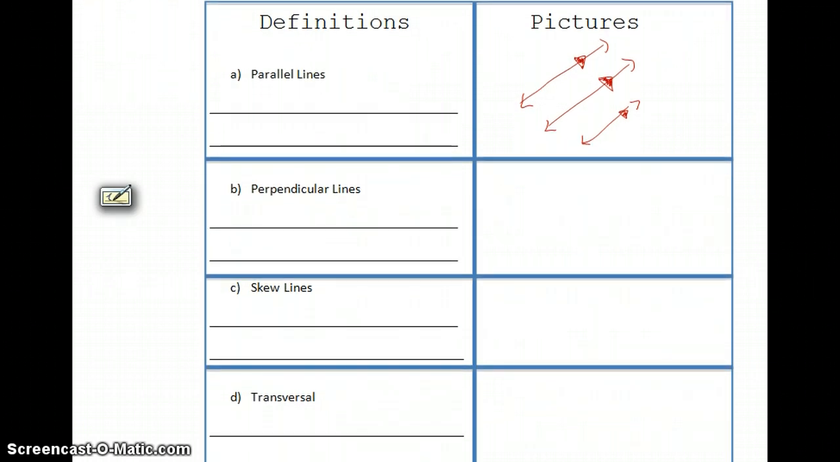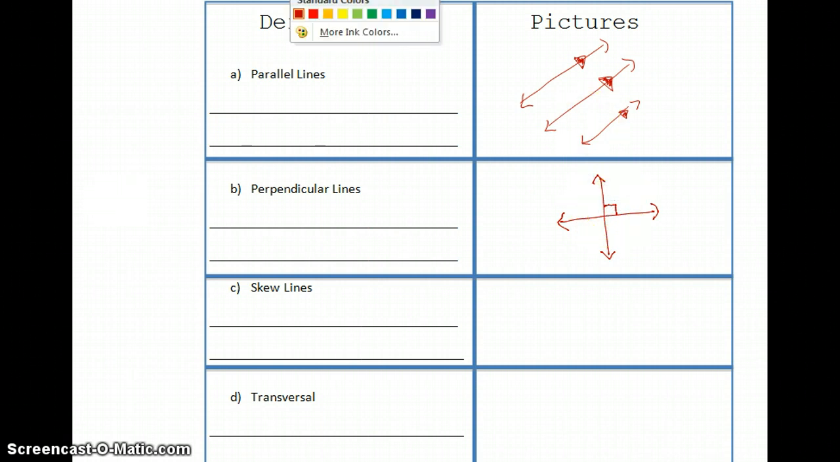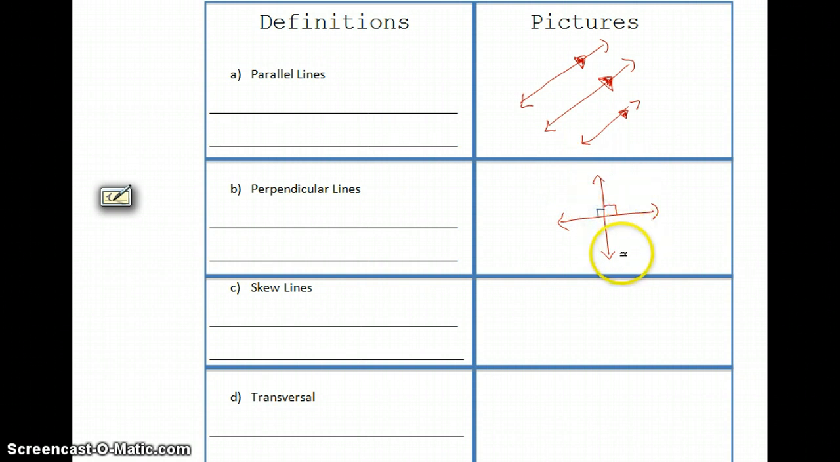All right, moving on to perpendicular. Perpendicular means there's 2 lines, they intersect, and when they do intersect, they form a right angle. We know a right angle is 90 degrees, so at their intersection, this will be a 90-degree angle. Notice other angles created will also be 90 degrees. So we have essentially created 4 90-degree angles, 4 right angles with perpendicular lines.